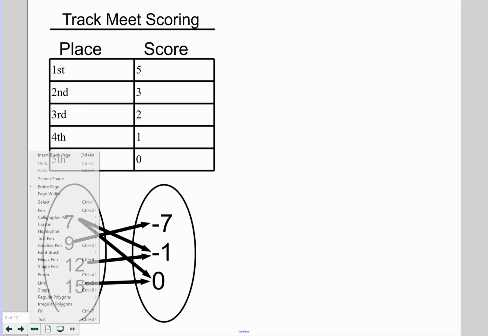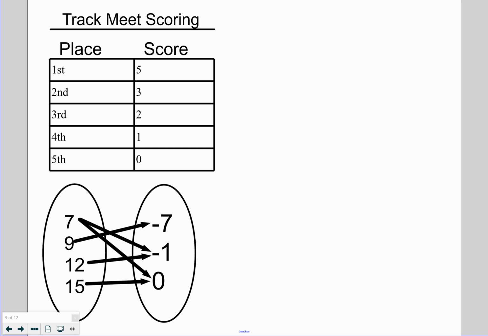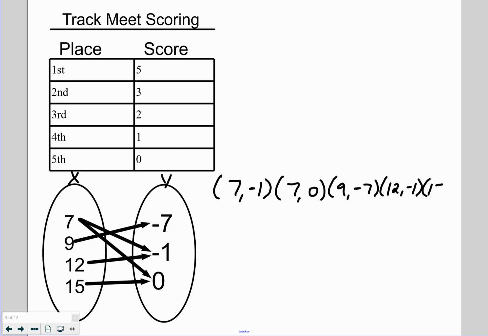If I were to write down that these were the x's and these were the y's, then I would have ordered pairs 7, -1, 7, 0, 9, -7, 12, -1, and 15, 0. So you can briefly look at those. Does everyone see how I got those ordered pairs? Right? So you're looking at the arrows here mapping it.